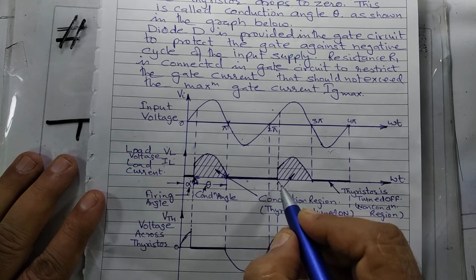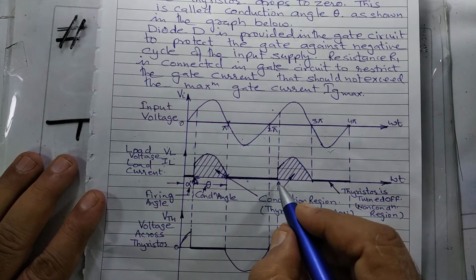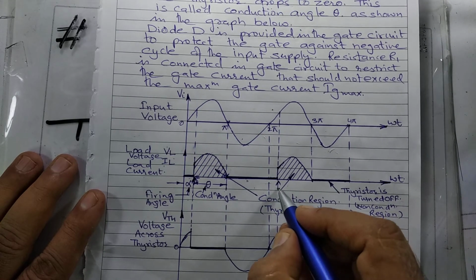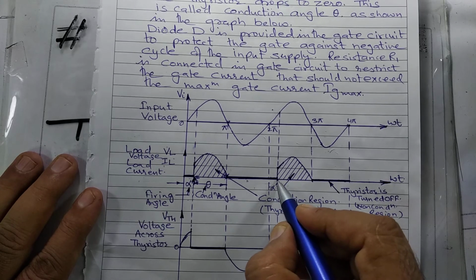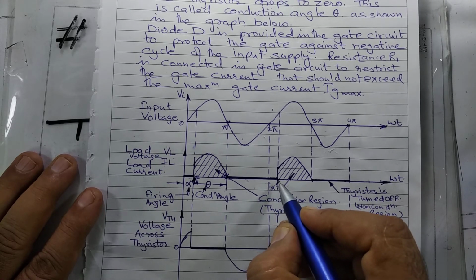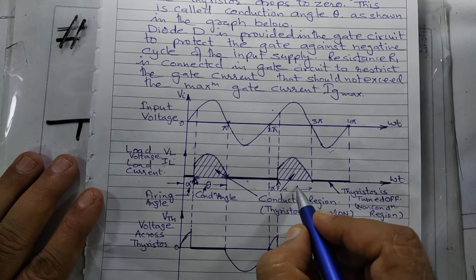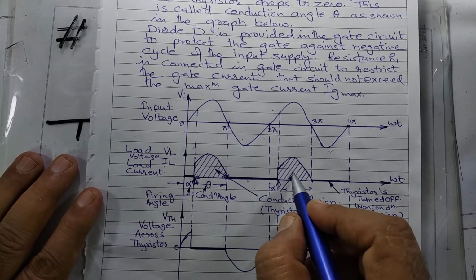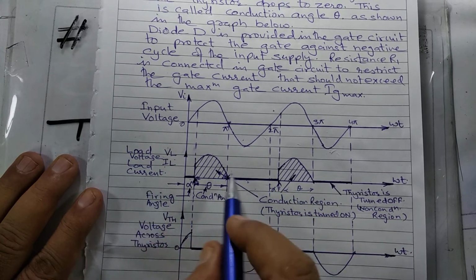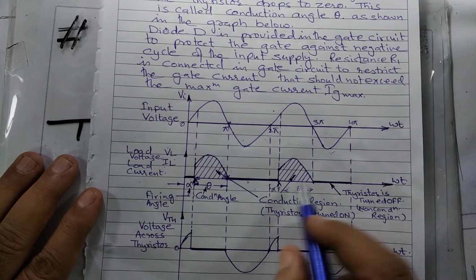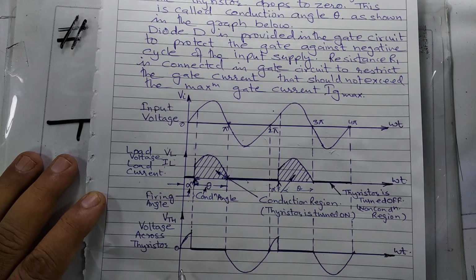Again, during the next positive half cycle, from 2 pi to 3 pi, at this particular instant, at an angle alpha, so this is the firing angle. From here, the SCR starts conducting, and this conduction is the conduction angle theta. So the load voltage appears across the load and load current passes through the load. So this is the load voltage and load current graph.